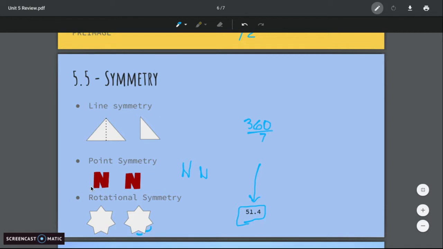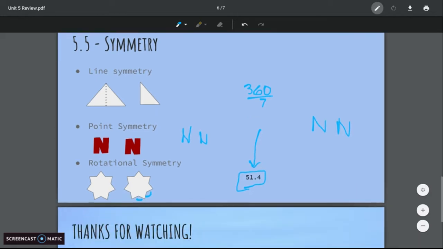And remember, if something has point symmetry, then it has rotational symmetry. Why? Well, if you turn it upside down, that's 180 degrees. And yes, that's less than a full turn, so that is a thing.